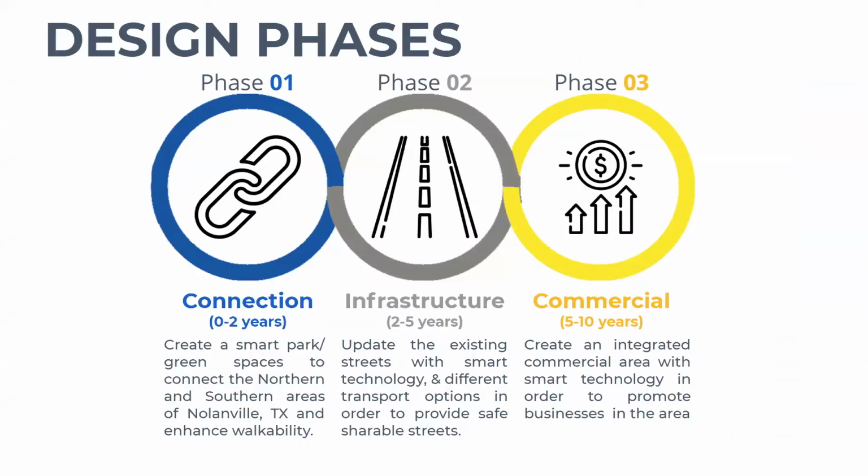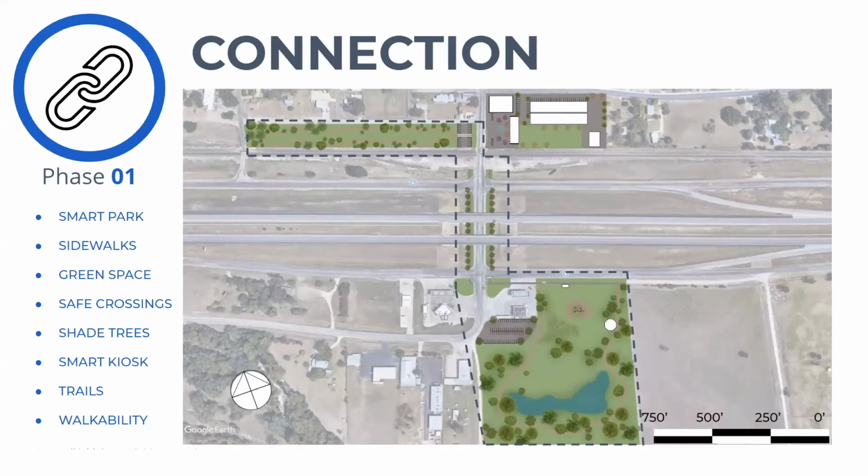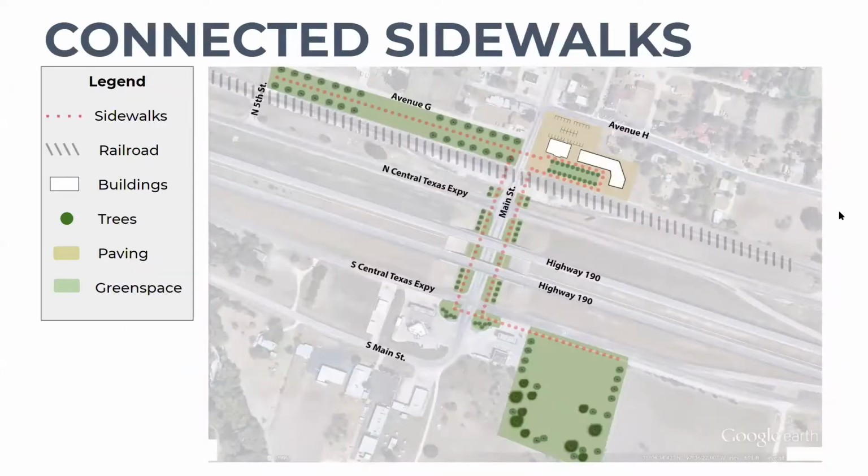Our first design phase is connection, and it should take about 2 years to finish. Phase 2 involves infrastructure and road work, which should take 2 to 5 years. And our final phase involves the commercial development, which should take about 5 to 10 years. The first phase involves things such as smart parks, sidewalks, green spaces, safe crossings, shade trees, smart kiosks, trails, and walkability. Map showing the connected sidewalks that we plan to propose within the first phase.